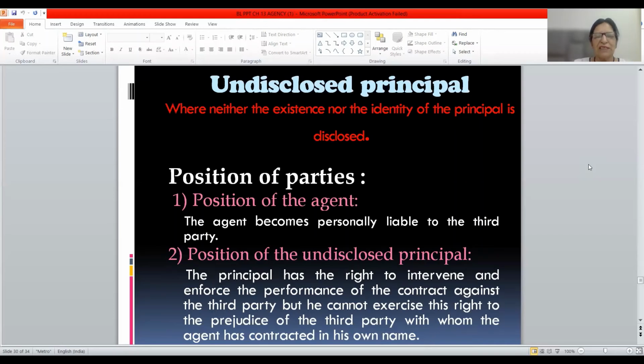Three points I would like to discuss. What is the position of the agent? The agent becomes personally liable to the third party. Position of the undisclosed principal: the principal has the right to intervene and enforce the performance of the contract against the third party, but he cannot exercise this right to the prejudice of the third party with whom the agent has contracted in his own name. Let us say, friends, the contract has been entered into, but it has not been performed. The principal can intervene in between.